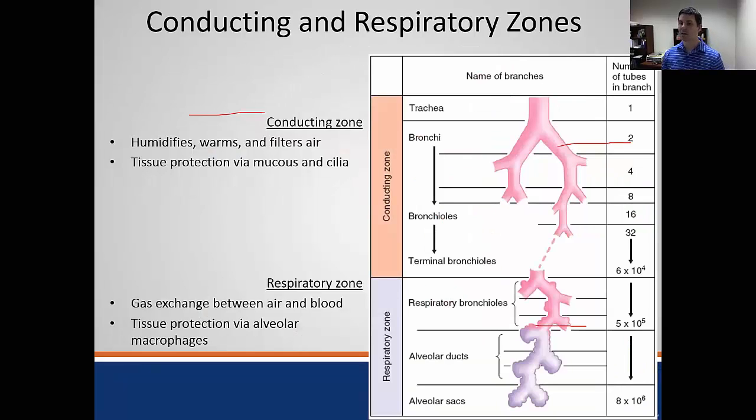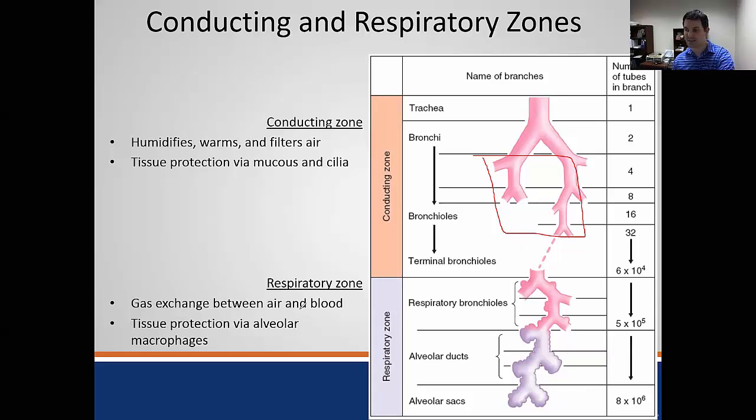So again, if we can break this down even further, the conducting zone's primary functions are to humidify, warm, and filter air. And you'll see the number of tubes or branches get progressively larger. So we have one trachea coming in, splitting into the left and right lung via the bronchi, which then split and split and split until we get bronchioles, which are all these levels here, ultimately ending in a very large number of terminal bronchioles that are there to increase surface area.